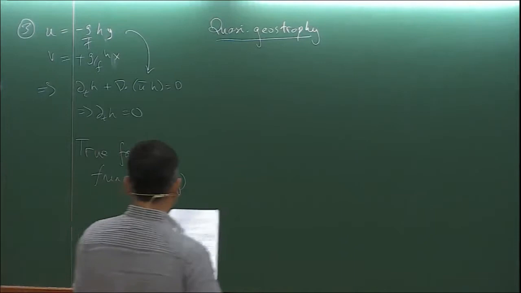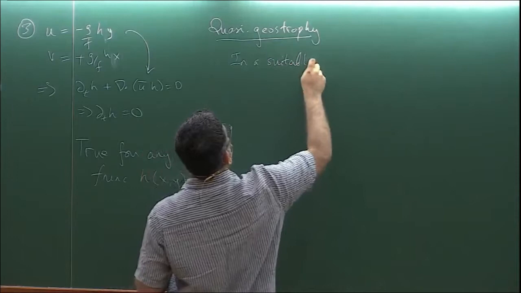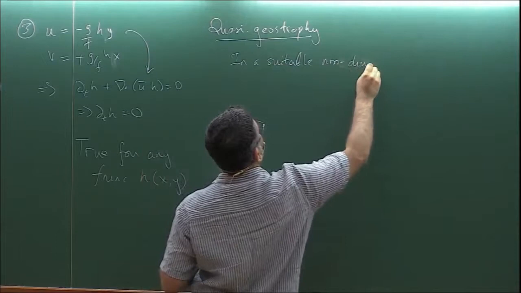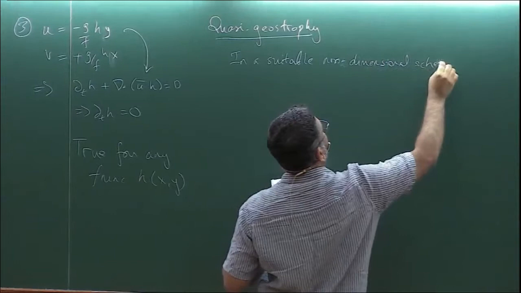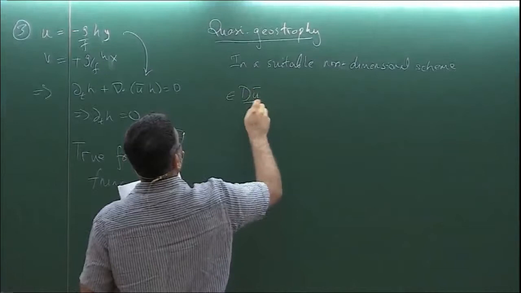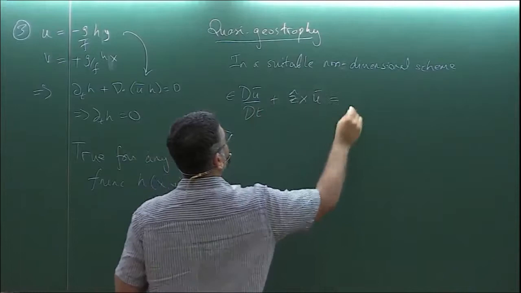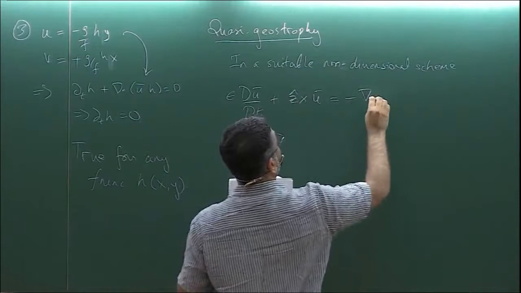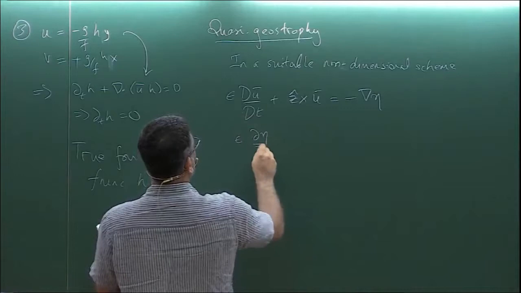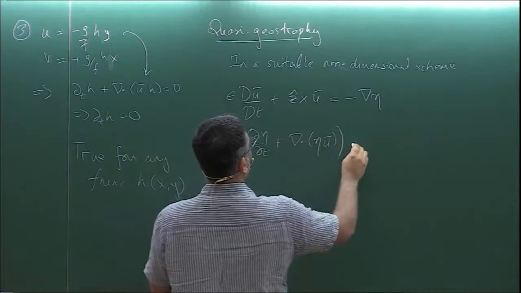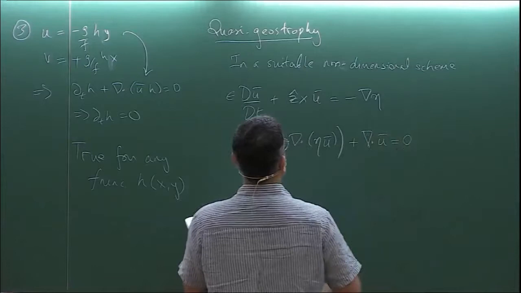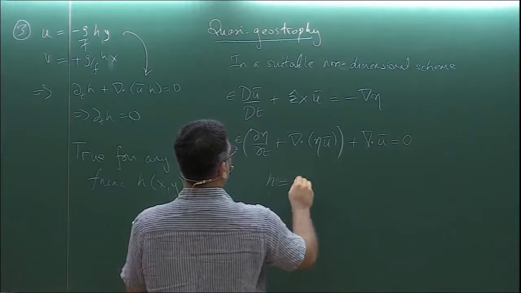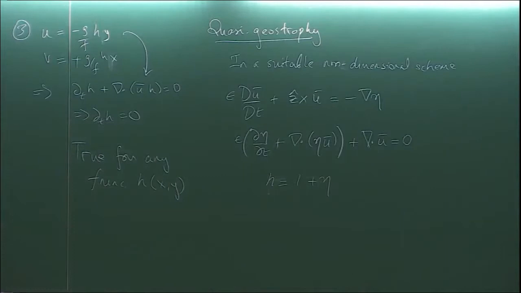in a suitable non-dimensional scheme, that's to say, I'm scaling variables appropriately such that the following is true: minus grad eta, epsilon d eta dt plus divergence of eta u plus divergence of u is zero. I'll explain all these terms. The old h has been non-dimensionalized such that the new h, the non-dimensional h, is a constant one plus a deviation. So I've just pulled out the mean value of h, if you want to think about it. Okay?